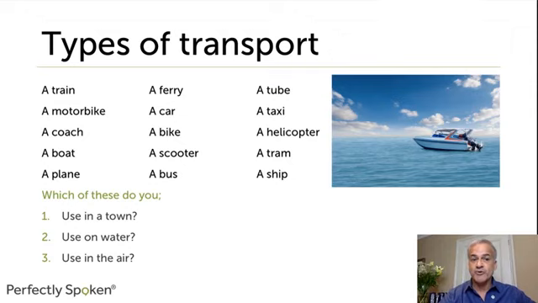So, for example, a train on the water? No. In the air? No. So train in a town. A ferry? It's a boat. So in town? No. On water? Yes. The tube? Remember? London Underground? It's a train under the ground, so it's in town. Okay, can you do the others? And in a minute, let's have a look at the answers.